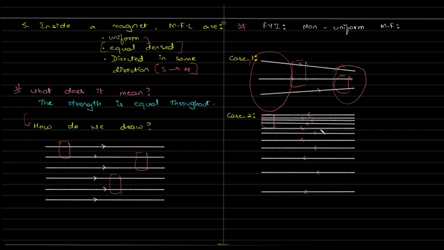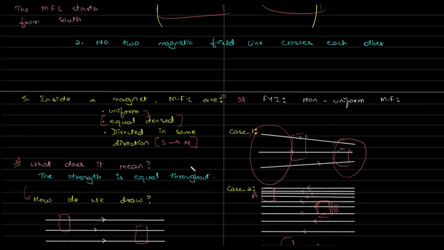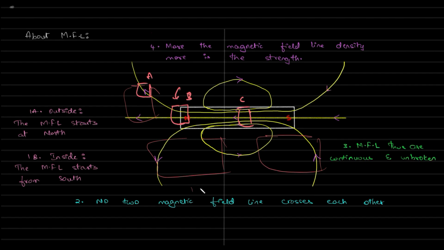Here the density is more, here the density is less, even lesser. So here the strength at A is high compared to B and C, and the magnetic field strength at B is higher compared to C. So this is an example of a non-uniform magnetic field. And the density talks about the strength, remember. All of these points are important to remember.